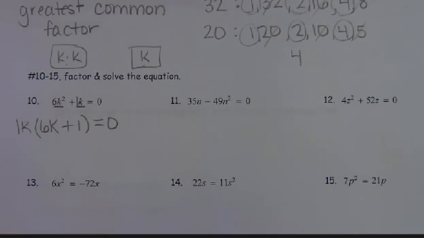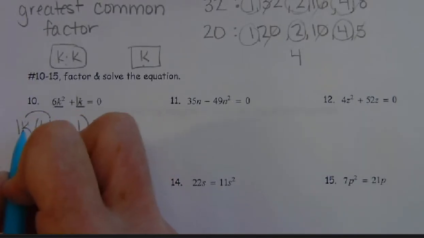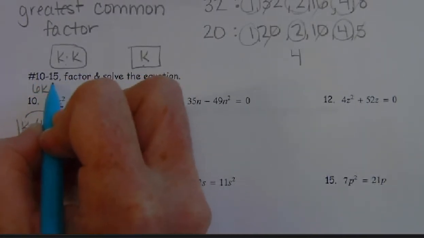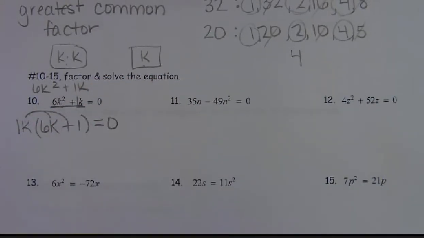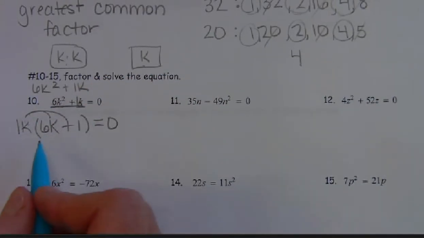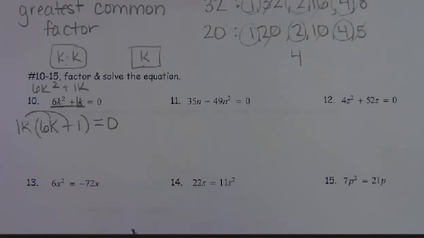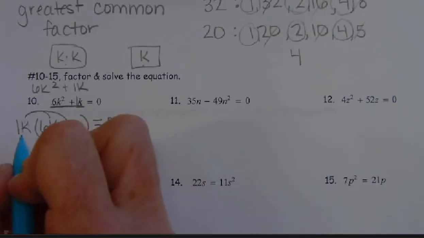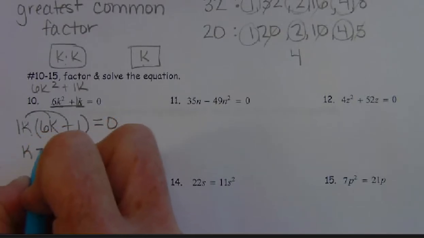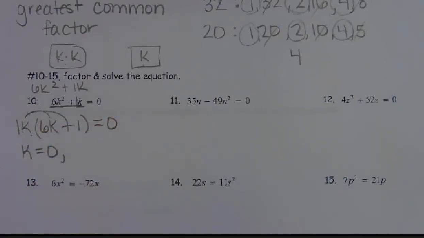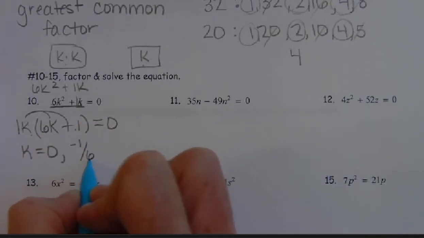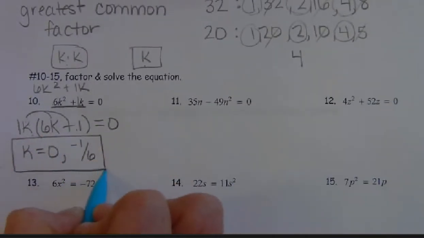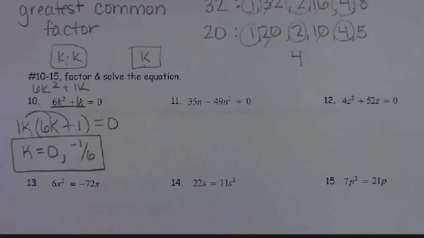The way you know you're right is if you distribute. This turns into 6k squared plus 1k. Did I get back what I started with? Yes. Once I factor, I then can solve, which is what we just did on the other page. There's a variable out front, so k equals 0. I take the opposite of 1 and get negative 1, and then I put the 6 underneath, and those are my solutions. So I have to factor and get the solutions.